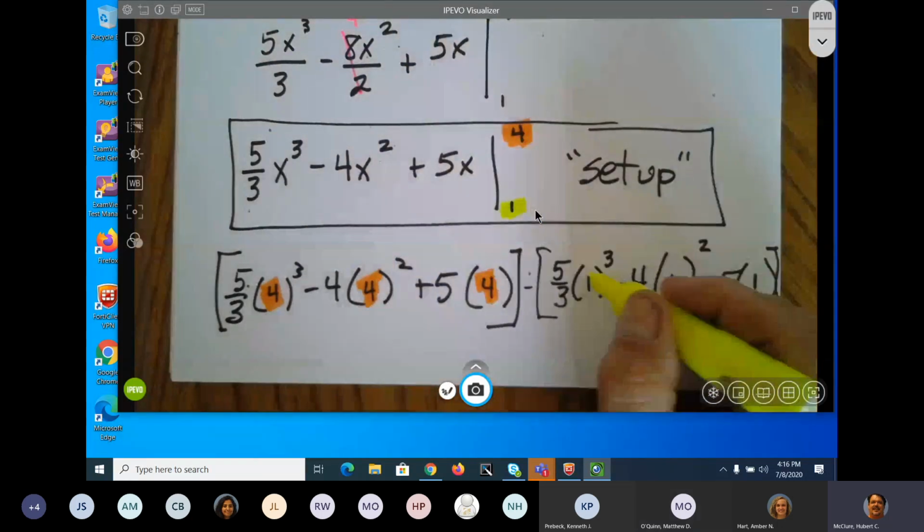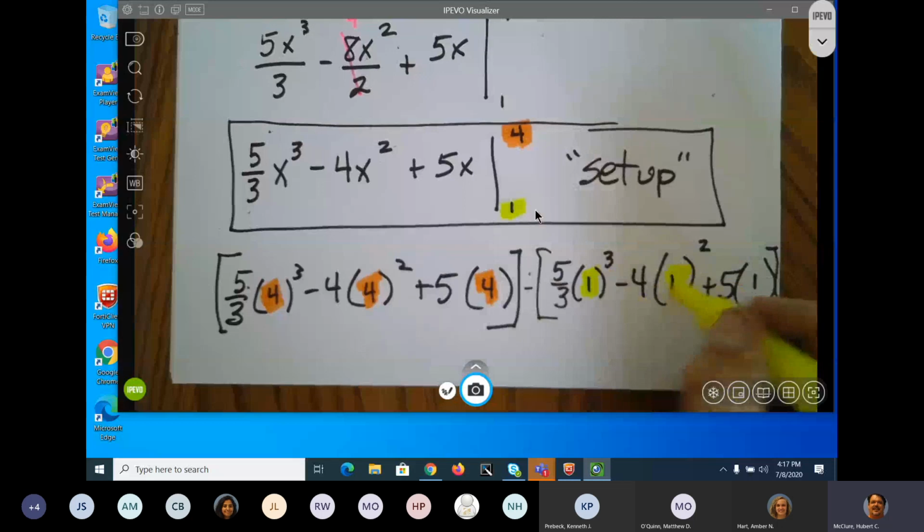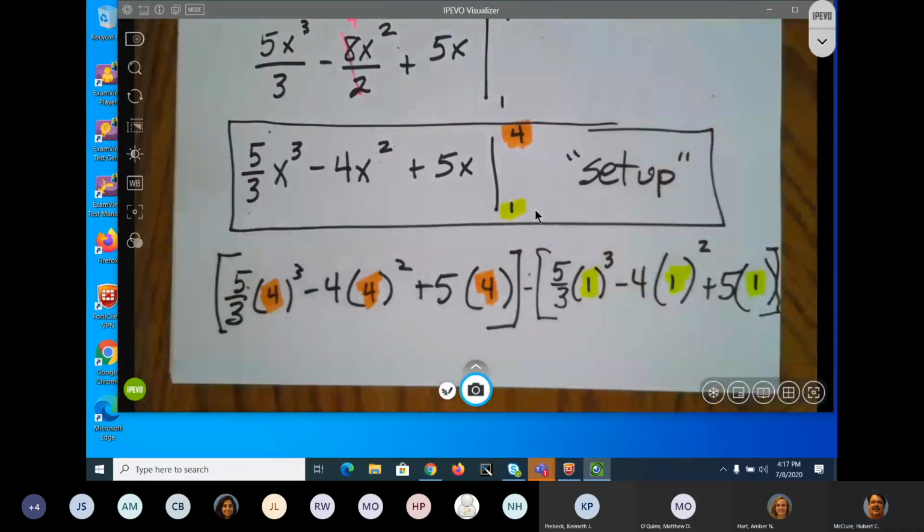Oh, the things I do for y'all. When we get done with this one, if we can go back to x to the third power, I'm like 99% certain the answer is 0.